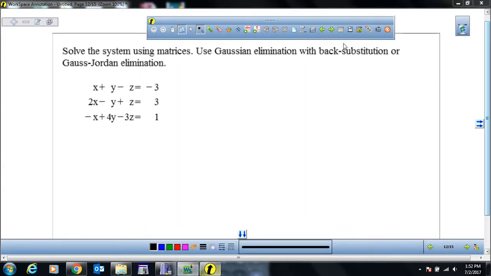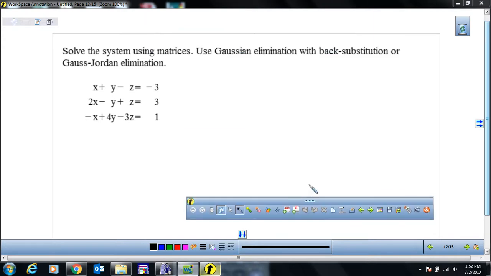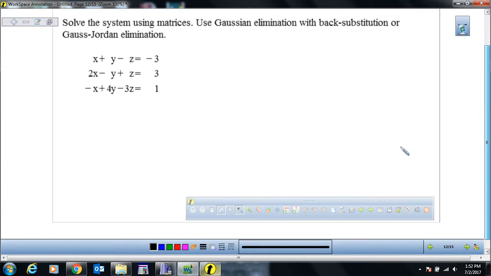Solve the system using matrices. Use Gaussian elimination with back substitution or Gauss-Jordan elimination. Now, I'm going to show you the Gauss-Jordan elimination on another problem. So right now, I'm just going to do the Gaussian elimination with back substitution.